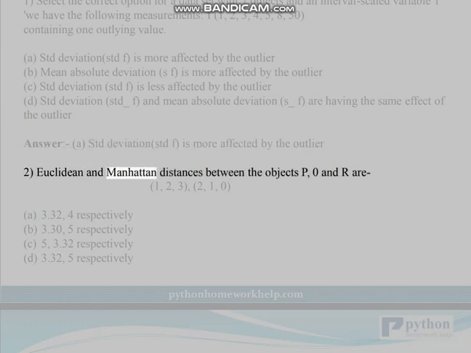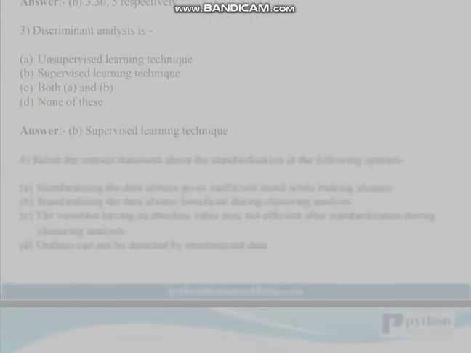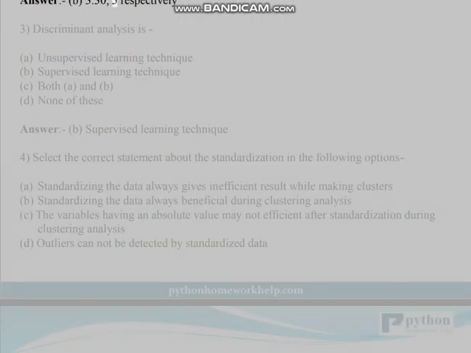2. Euclidean and Manhattan distances between the objects P and Q, where P is 0, 1, 2, 3 and Q is 2, 1, 0. A. 3.32 and 5 respectively. B. 3.30 and 5 respectively. C. 5 and 3.32 respectively. D. 3.32 and 5 respectively. Answer: B. 3.30 and 5 respectively.